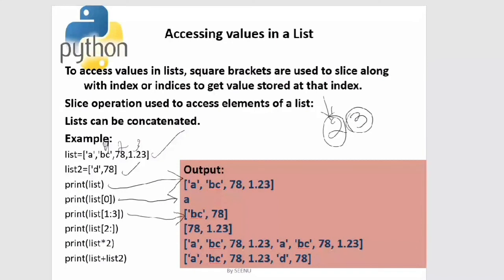So I'm saying from 2 till the end. So 78, until the end, it is printing. And this is applying the multiplication or repetition operation on the list. So list into 2, 2 times the list is printed.